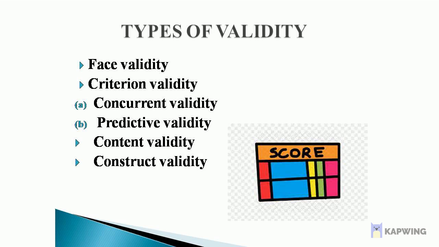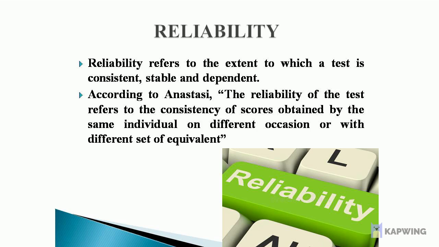Next, a characteristic of a good tool is reliability. Reliability refers to the extent to which a test is consistent, stable and dependable. It means reliability is accuracy and consistency. For example, a test has been taken by a teacher on an economics paper on Monday, and on the next Monday the same test is taken again, and he or she scores 70 again. It means the test is reliable.